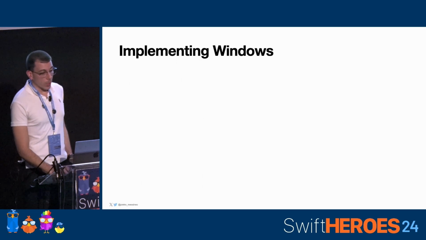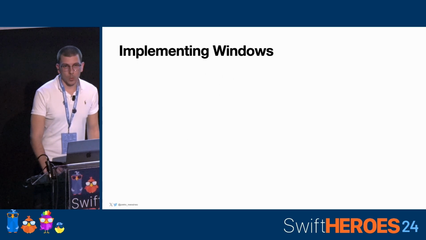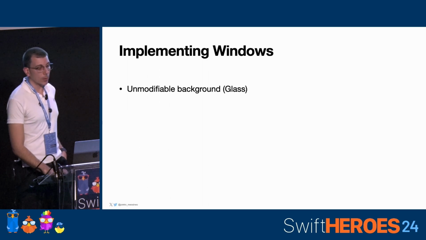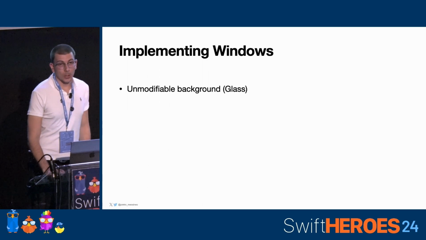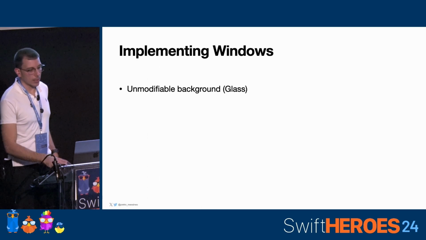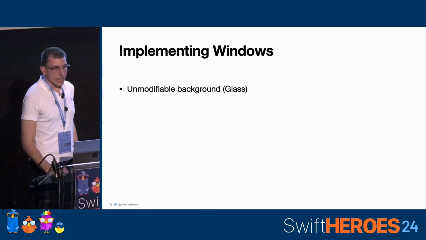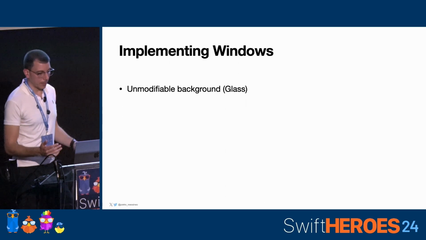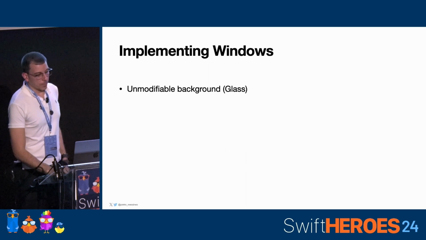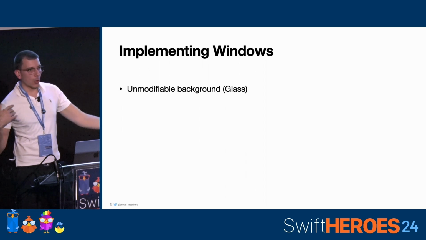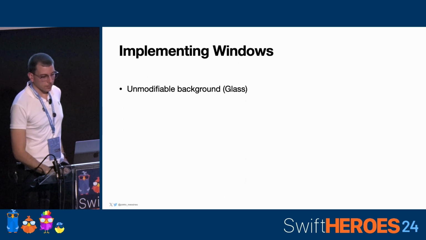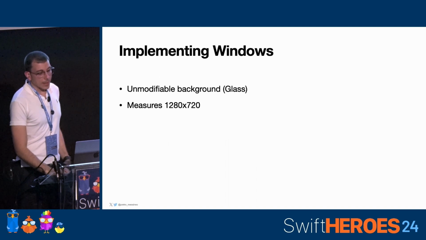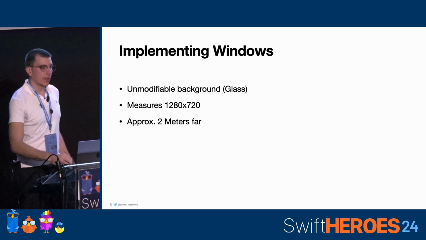Let's start with implementing windows, but before that we need to understand what a window looks like in terms of default components. By default, a visionOS window has a modifiable background, which is called glass. It's a glass effect. This material offers some specular reflection and shadows, so you can better understand that it's a 3D-ish window, and it blends with the content that you have in the real world behind the window. The default measure is 1280 by 720, and it is positioned approximately 2 meters from the user.